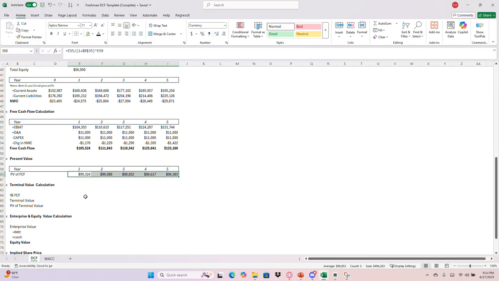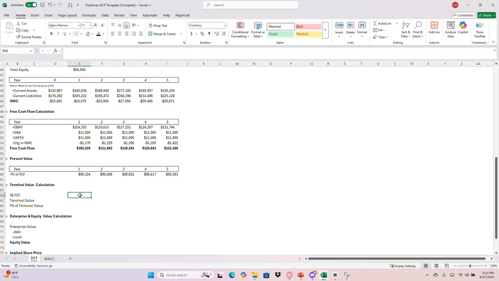So that brings us over to terminal value. How do we find terminal value? Well, the first thing we have to do is find our year 6 free cash flow.